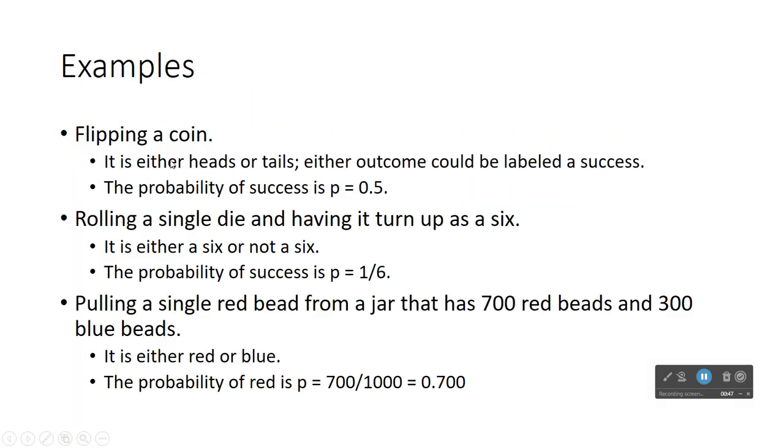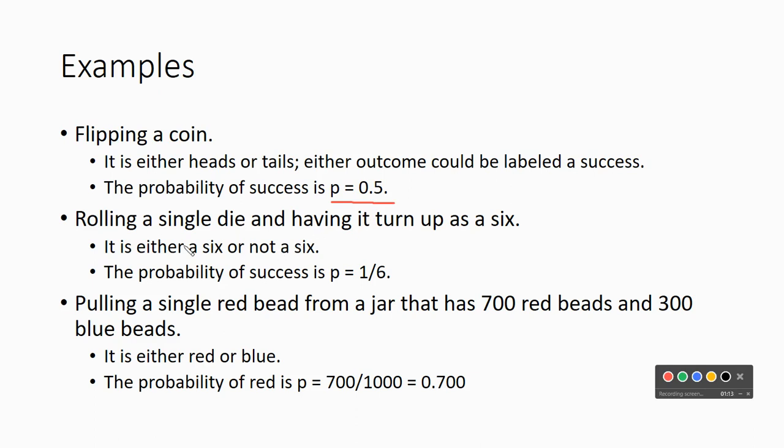So some examples of this. Flipping a coin is either heads or tails, and either heads or tails could be labeled as a success, just depending upon how you want to look at it. The probability of success in a fair coin is 0.5.